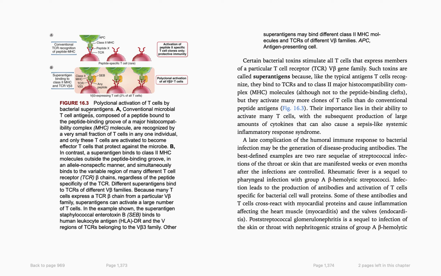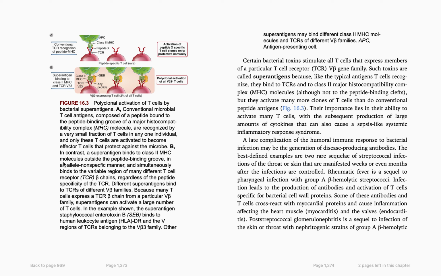So see the diagram. This is figure 16.3, polyclonal activation of T cells by bacterial superantigens. A is the conventional microbial T cell antigen, composed of a peptide bound to the peptide binding groove of a major histocompatibility complex molecule, and is recognized by a very small fraction of T cells in any one individual, and only these T cells are activated to become effector T cells that protect against microbes. That's normal.